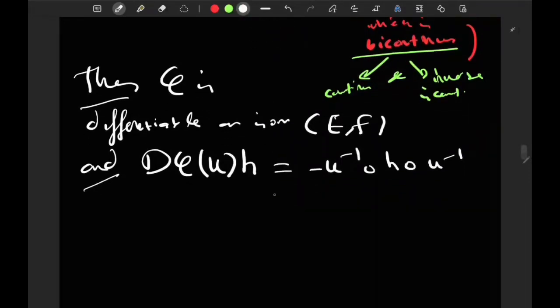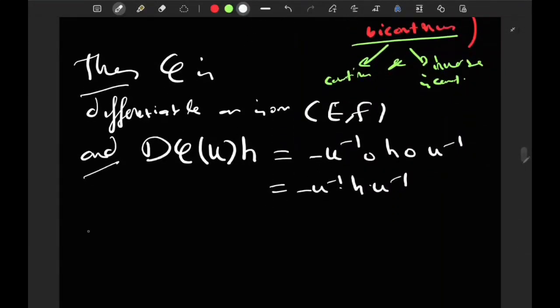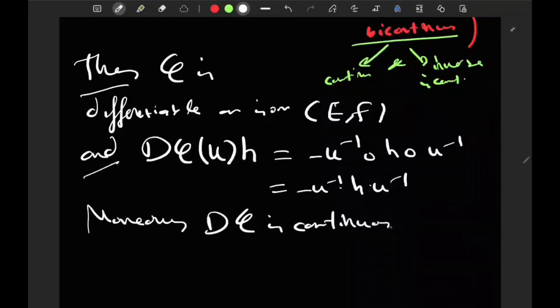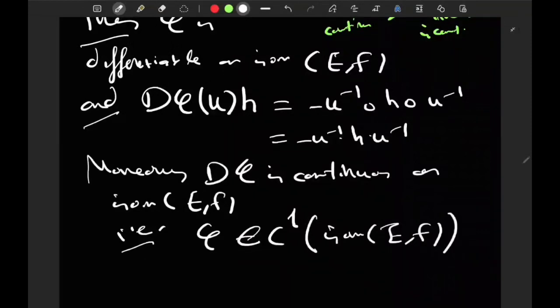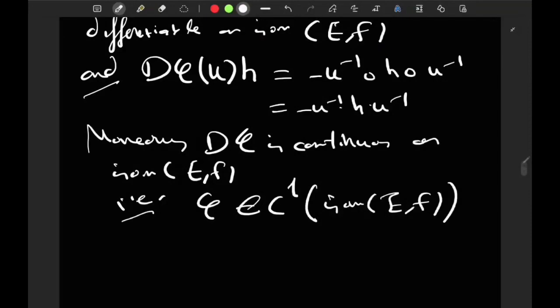Or if you want, you can skip the composition, so it's minus u inverse h u inverse, with the understanding that multiplication here is composition of maps. Moreover, dφ is continuous on Isom(E,F), and in other words, φ is of class C¹ on Isom(E,F). A class C¹ just means differentiable with continuous derivative.